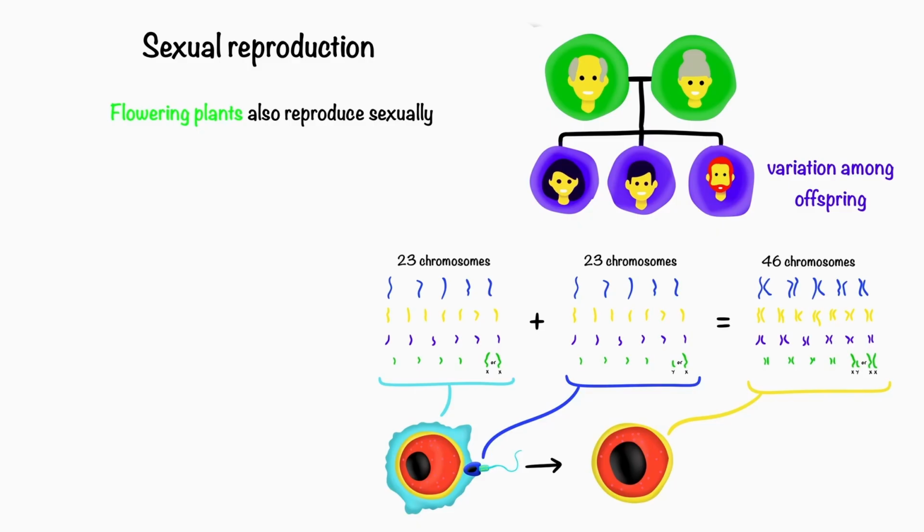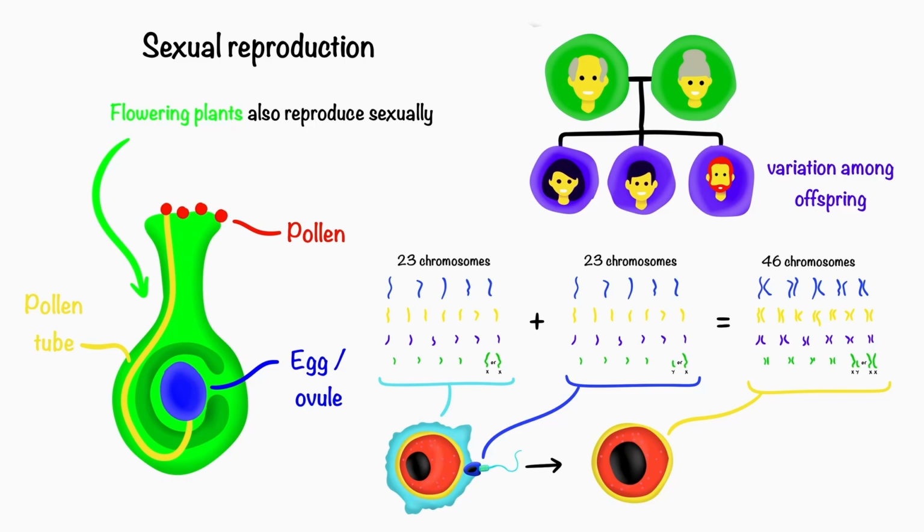Sexual reproduction isn't limited to animals. Flowering plants also reproduce sexually. They produce male gametes in pollen and female gametes in the ovules of their flowers. When pollen reaches the female part of a flower, fertilization can occur, leading to seed formation.